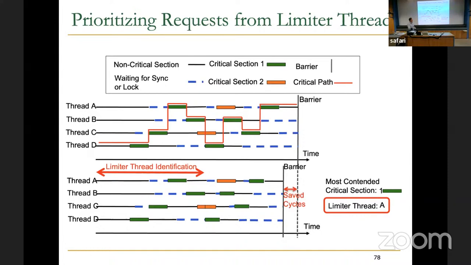Okay. And the paper shows that you actually save a lot of cycles also in multi-threaded programs. I think it's 10 to 15%. Any questions? Don't underestimate the importance of 10 to 15%.